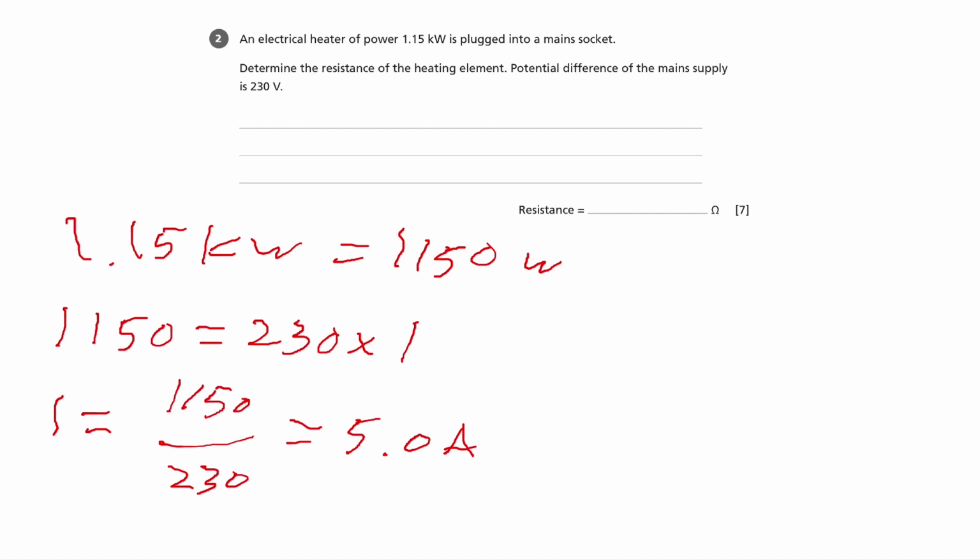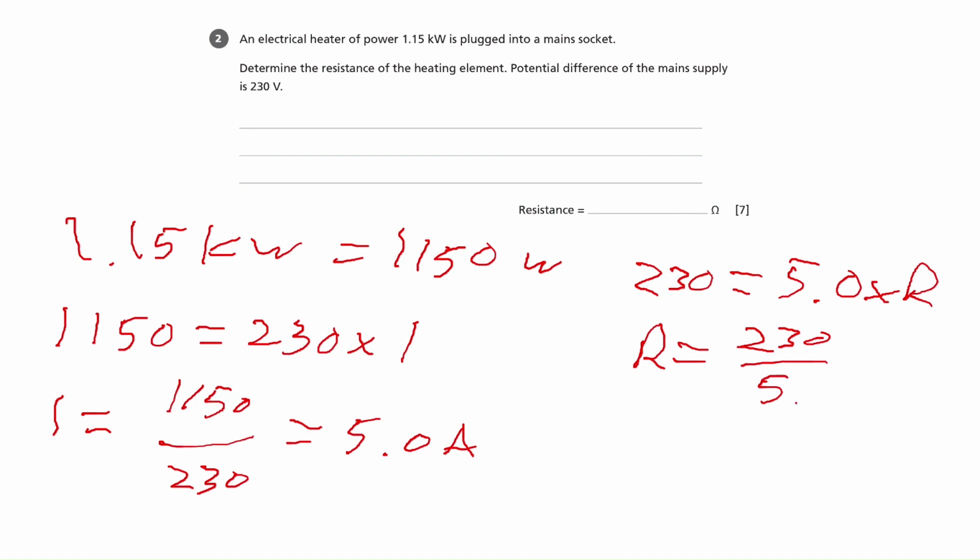We can now use the potential difference and the current to find the resistance using V equals IR. So potential difference equals current times resistance. So we're going to say the potential difference is 230. That equals current times resistance. We don't know the resistance, but that's okay because we can rearrange to find it. So we make resistance the subject of the equation. We get resistance equals 230 divided by 5.0, which gives us an answer of 46 ohms.